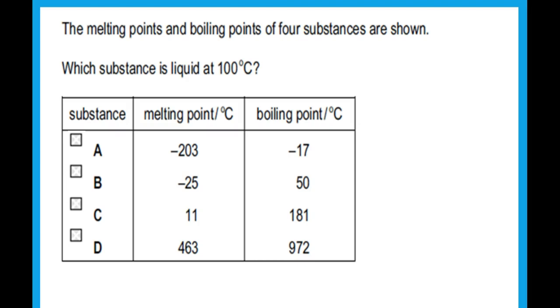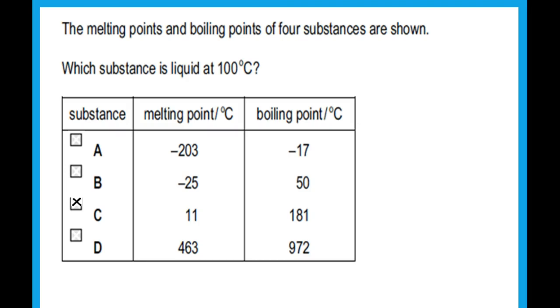So A, both of them are too low. B, at 100 degrees, it has already boiled because the boiling point is lower than 100 degrees. So that's not the answer. C would be my correct answer because the melting point is below 100 and the boiling point is above 100. So it is a liquid at these temperatures.